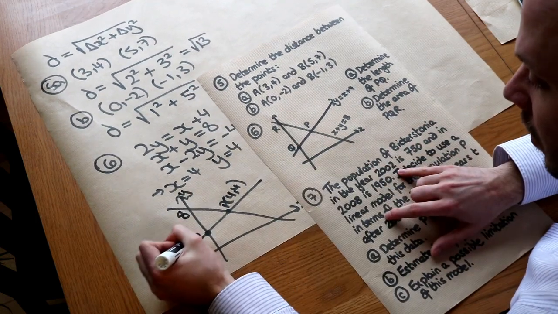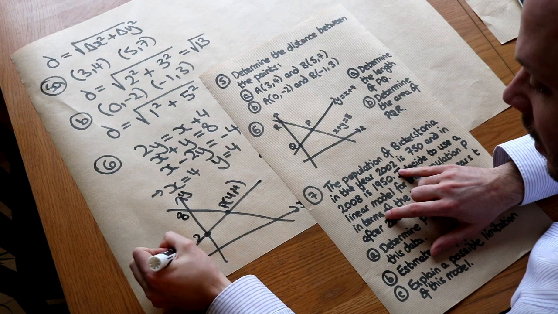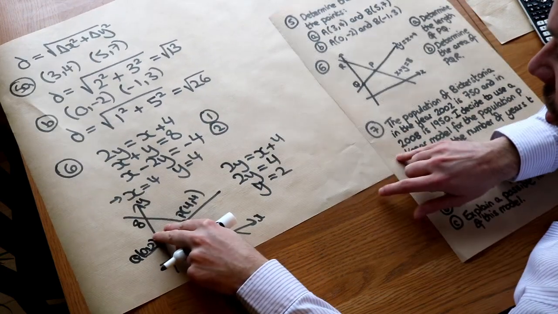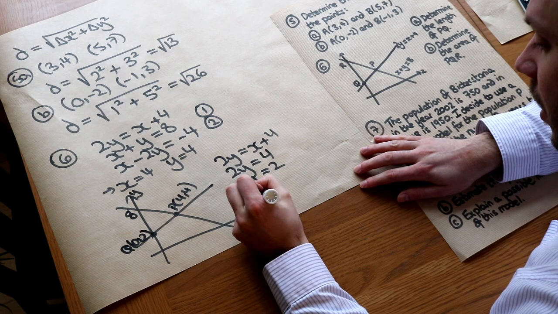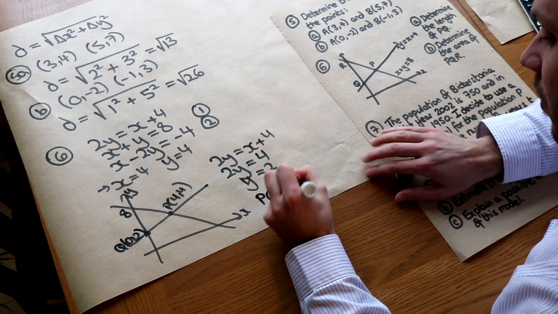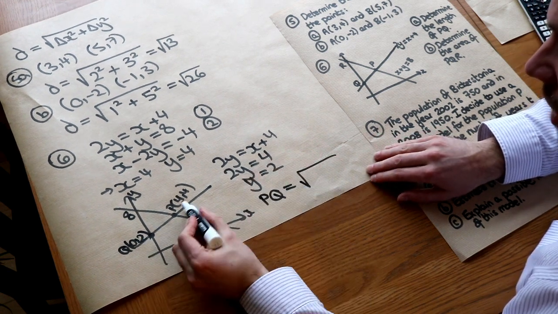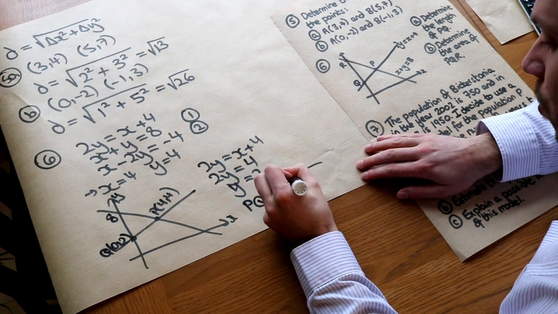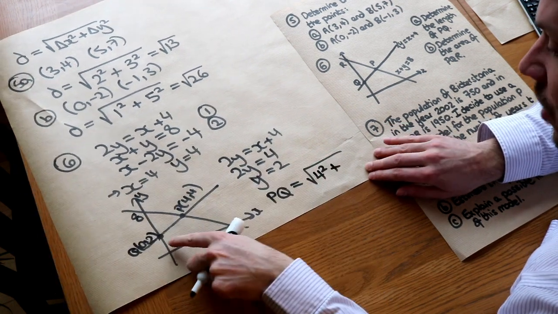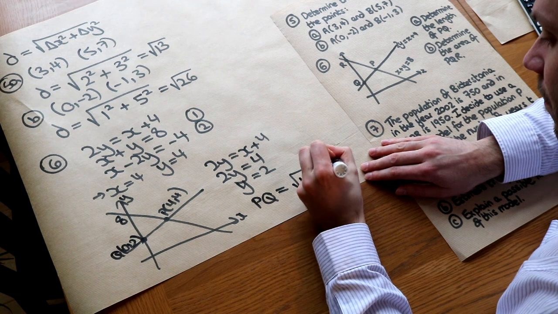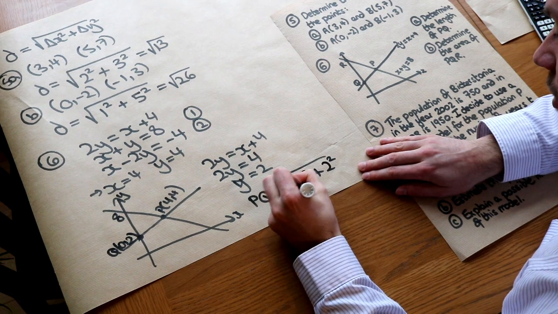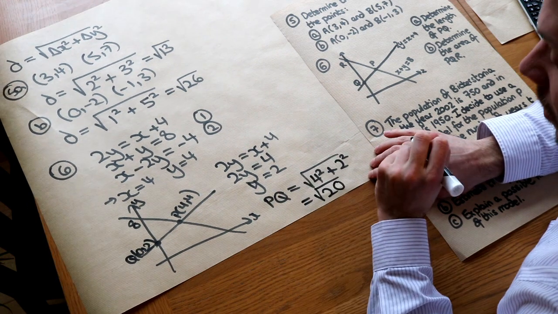So we want to find the length of PQ. So PQ, that's P, and that's Q here. So we can just use our usual formula. So the length of PQ is equal to the square root of the change in x squared plus the change in y squared. The change from 0 to 4 is 4. And the change from 2 to 4 is 2. And that gives us the square root of 20, which we could always simplify.